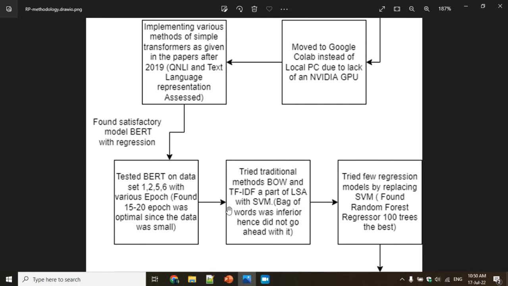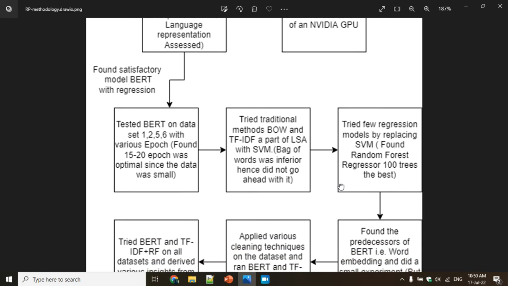So we tried traditional methods like bag of words and TF-IDF with SVM. Bag of words is very primitive, so we didn't use it. We used TF-IDF directly. We replaced SVM with several other machine learning techniques like random forest regressor and Gaussian naive Bayes regressor. But we found that the random forest regressor was the best, and we chose 100 trees in the random forest regressor.